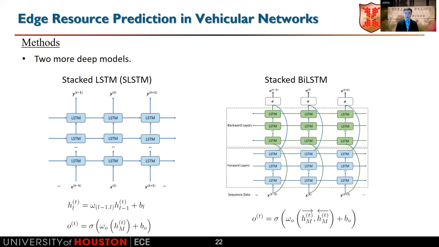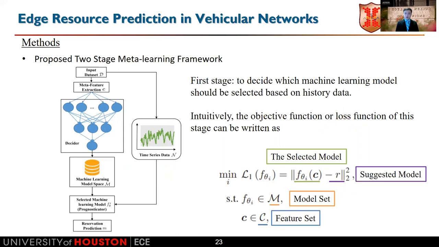Based on this, we propose a two-stage meta-learning framework. The first stage is to decide which machine learning model should be selected based on history data. And in this stage, the objective function is shown like this. Here, the model set includes four RNN-based models introduced previously, and the feature set includes the road type, data size, and number of vehicles.